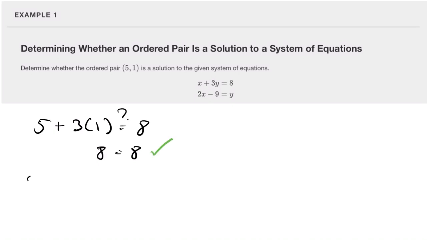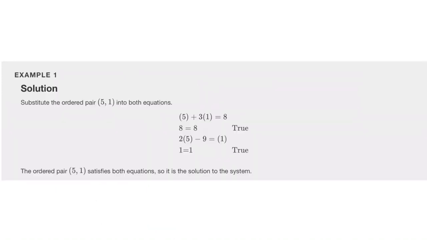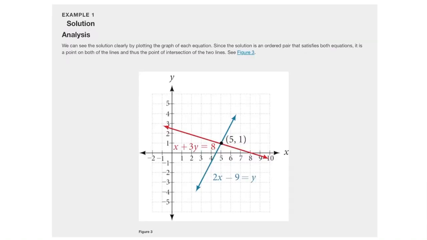Let's see, 2 times 5 minus 9. Does that equal 1? Well, 10 minus 9, does that equal 1? 1 equals 1. Yeah. So is the ordered pair a solution to the system? Yes, because when we replace x with 5 and y with 1, it makes both equations true. We're already a sixth of the way there. So we got that correct.